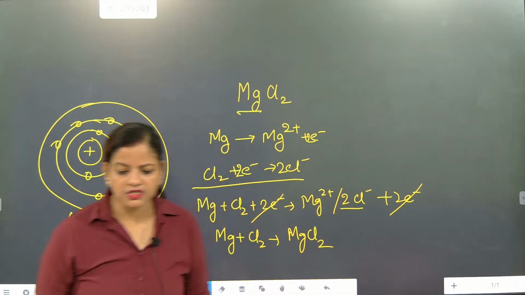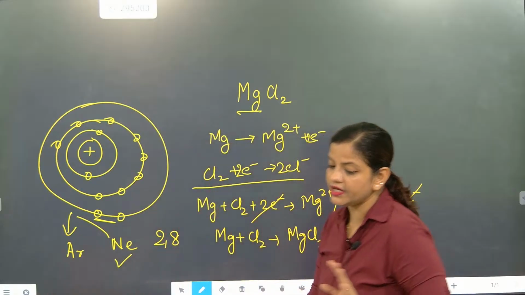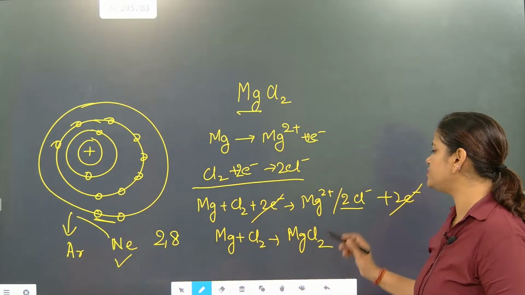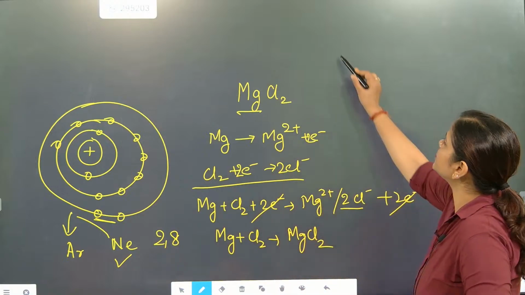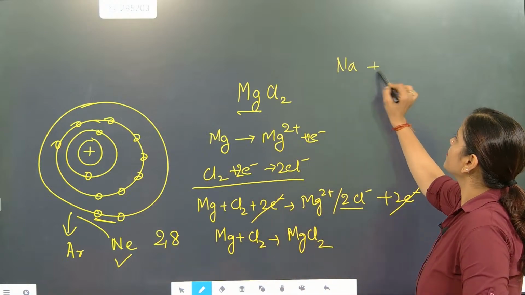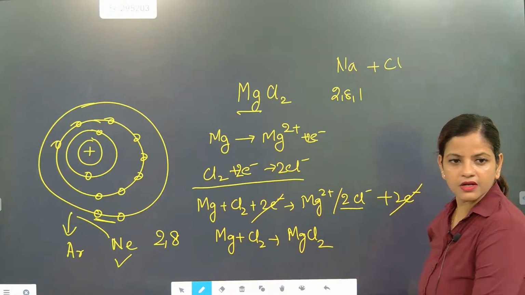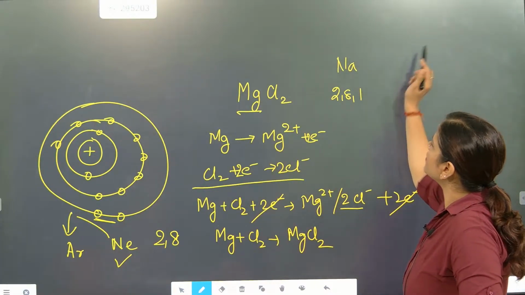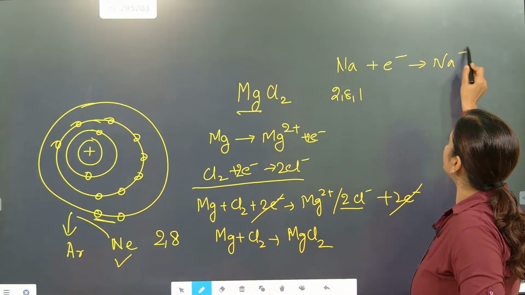Understood? So MgCl2, and this is exactly the way to present it. And this is MgCl, so MgCl2. Now, the easiest one is sodium and chlorine. So sodium's outermost orbit, how many electrons are there? One. So now sodium will do what? It will release one electron and it will become Na+.